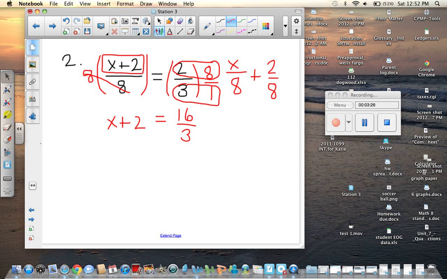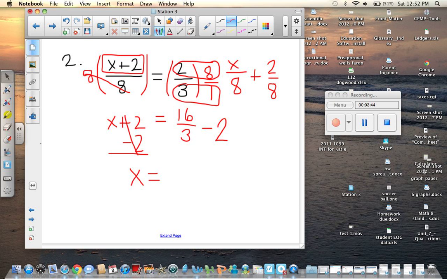And then the last step that you're going to take in this is you're going to get the x alone on the left side by subtracting 2. We're using the inverse operation to get rid of this 2 because 2 minus 2 equals 0. So now we have the x alone, which is what we're trying to do. Whatever you do to one side, you have to do to the other.